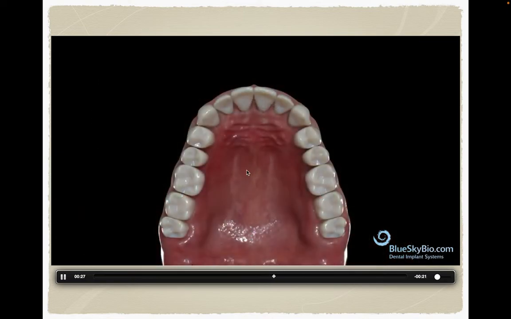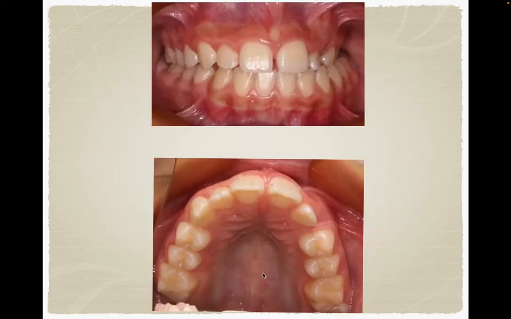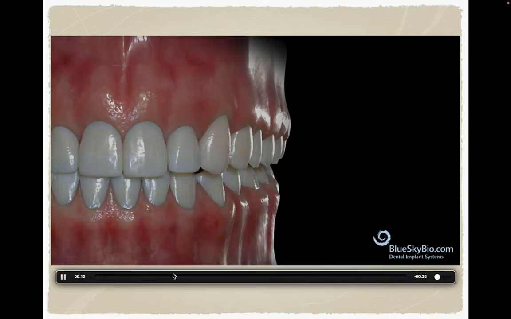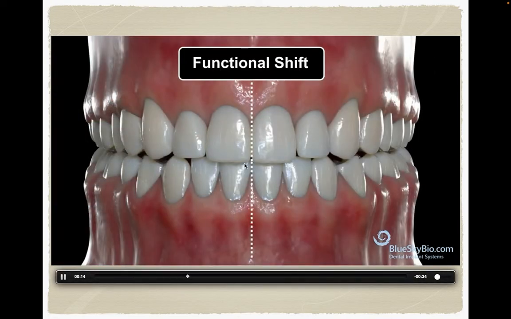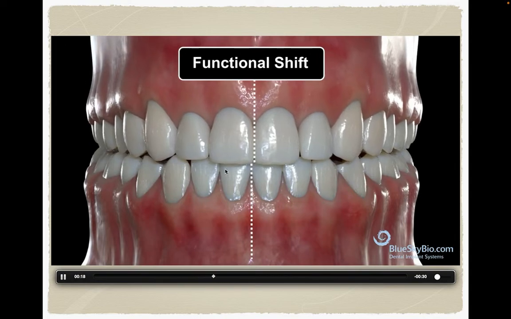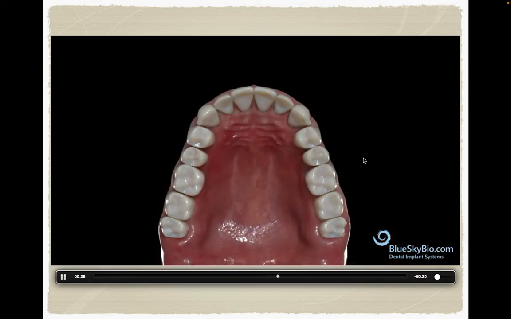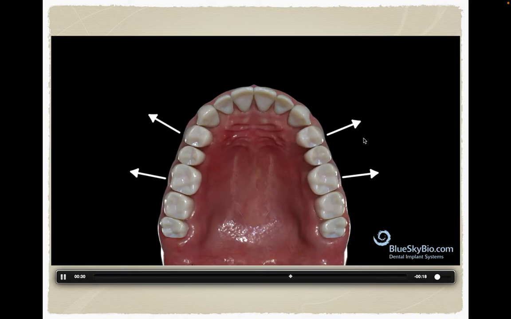Now, if the midline is correct from the beginning, displacement will cause a midline shift. But if the midline is not correct from the beginning, it's going to get worse if the displacement is toward the same side of the shift, or it's going to improve if, for example, the displacement is in the opposite side of the midline shift.